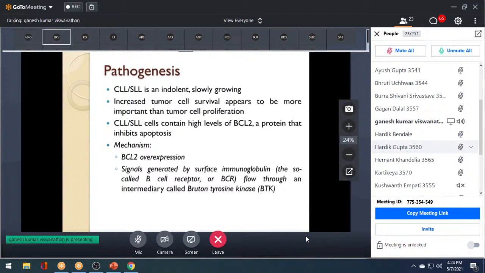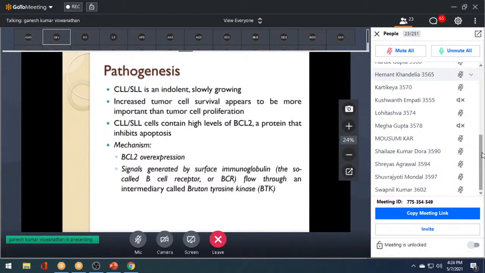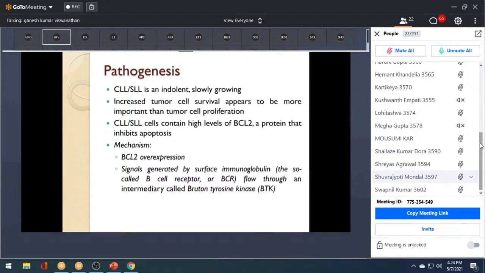Another feature is something called the Bruton tyrosine kinase pathway, or BTK pathway. Here, the pathway stimulates downstream signaling pathways for increased cellular proliferation. The signals get activated through surface immunoglobulin, which is present on the surface of these B cells, and because of that, they activate the BTK pathway. This results in increased proliferation of these cells. So anti-apoptotic and increased proliferation. Both are involved, but more importantly, it is the anti-apoptotic pathways.